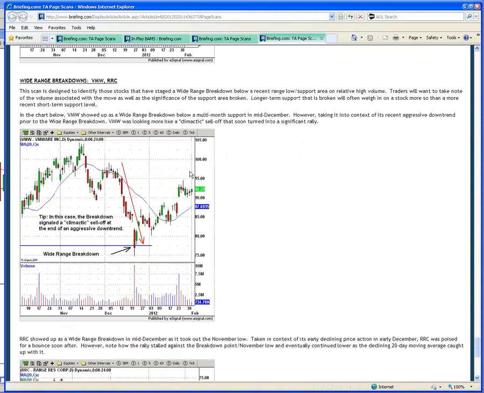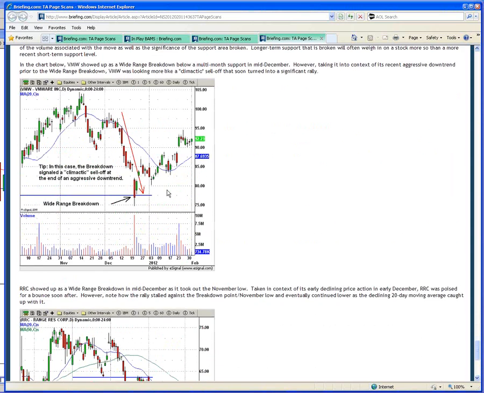Wide range breakdowns. Again, context is key. You can see that VMware actually showed up on the scans. This really wasn't a clean breakout. It was more of a downtrend, sell-off climactic move where price accelerated lower and broke below a multi-month support level. That's not something you really want to be looking at shorting immediately the next day.